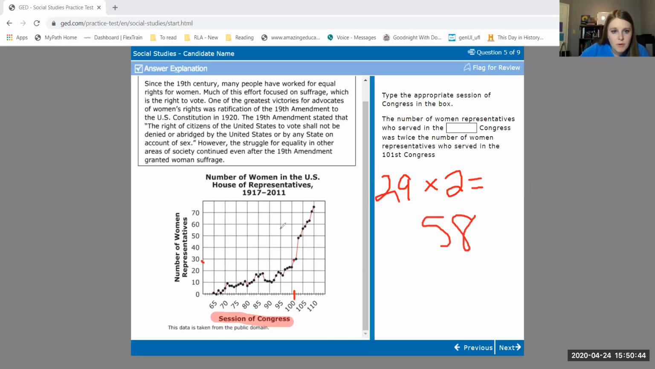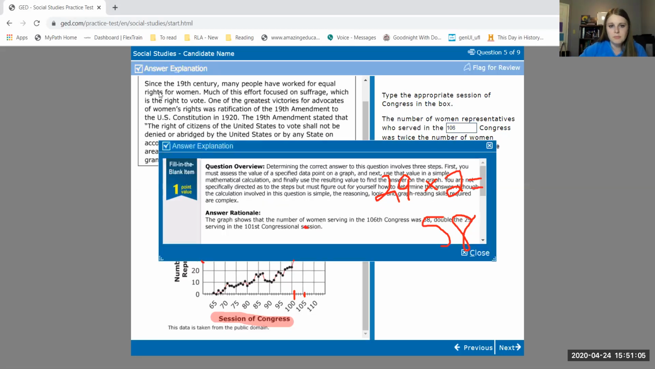So if our number is 58, we're going to find the number 58 here. So here's 50 and 60. We're going to go over, and I see probably about right here, 58. And I'm going to go down, and that's going to be the 106th. So the 106th Congress was twice the number. We can check our answer, and the answer is 106. I have to clear my writing, but it is the correct answer, 106th.